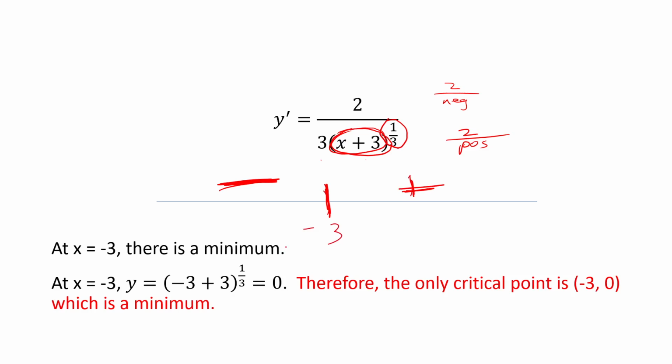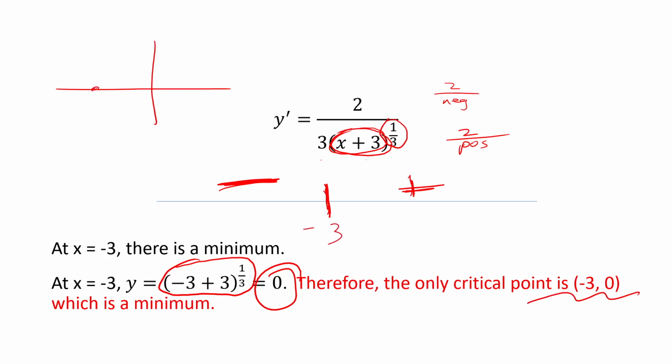Well, it'd be good to know what's the y coordinate of that. In order to figure that out, I simply plug -3 into the original expression, plug that in for x, and I'll get a y coordinate equal to 0. So the only critical point will be the point (-3, 0), which is a minimum. And if you're curious what that looks like, at the point (-3, 0), we'll actually have a cusp. That's not a very well drawn cusp, but it'll look something like what's drawn up at the top of your page.